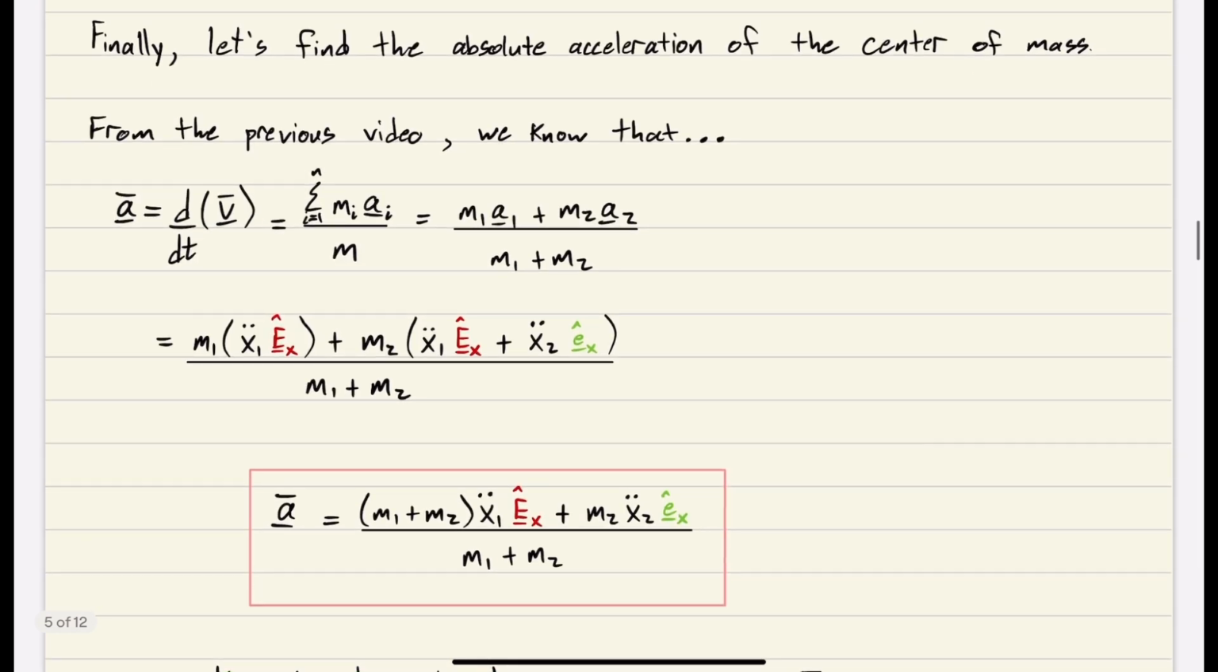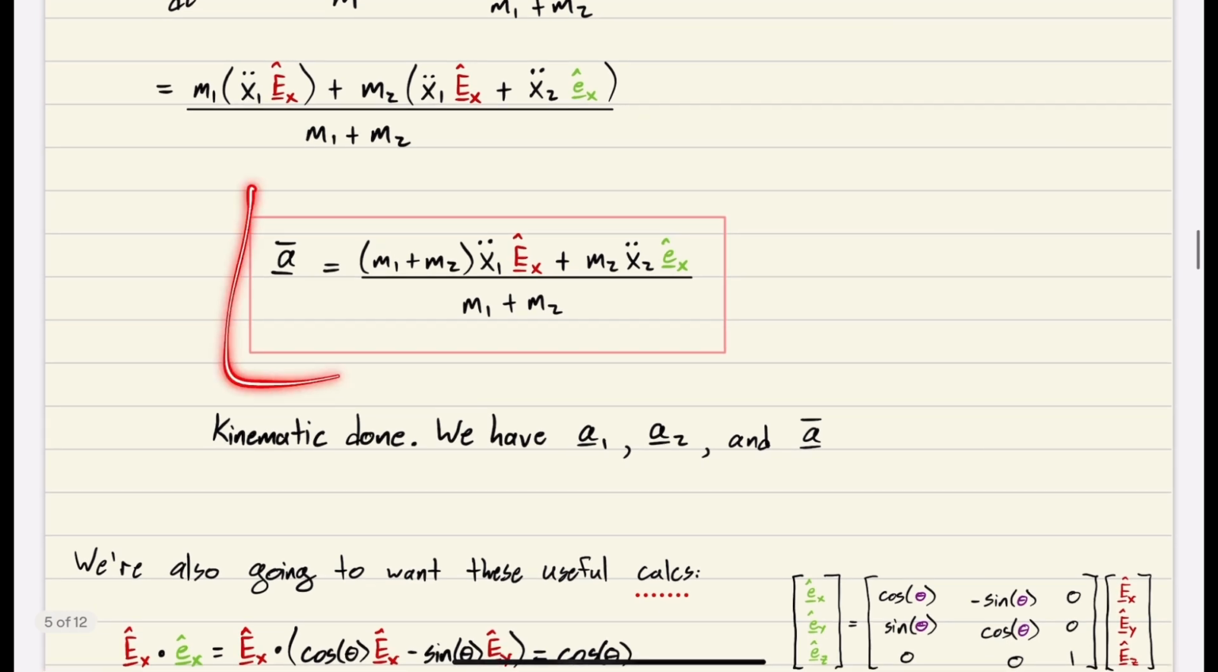Okay, finally, let's find the absolute acceleration of the center of mass of the system. So from the previous video, we know that the acceleration of the center of mass is equal to the sum of the acceleration of all the bodies multiplied by their respective masses divided by the total mass of the system. And so for our system, we have 2 bodies, so it's m1 times a1 plus m2 times a2 all over m1 plus m2. This is just plugging in for a1 and a2, and we end up with this right here. So our kinematics are done.